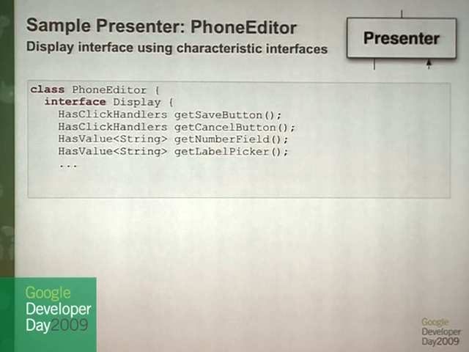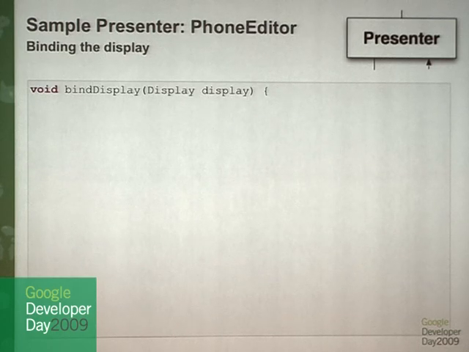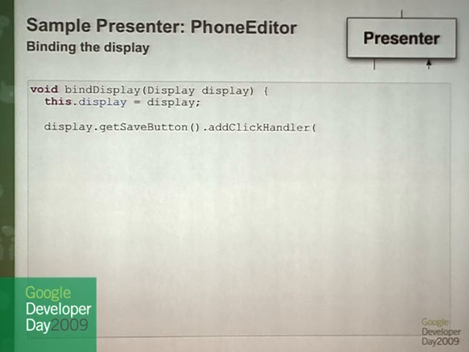The number field, that's a text field. That's a very complicated piece of view inside the browser. All we care about is that it has a value, and that value can be a string. That's it. So that's all that we require. So we've defined the view. Now let's bind the display. That means tie the display and the presenter together.